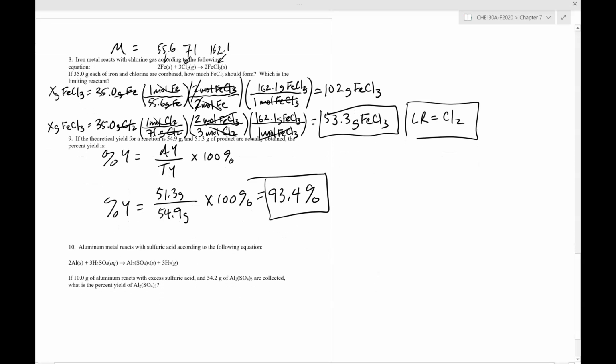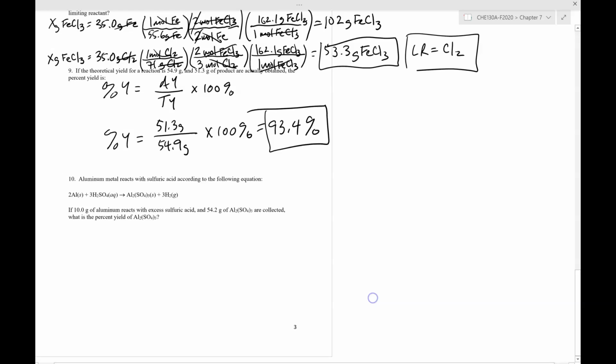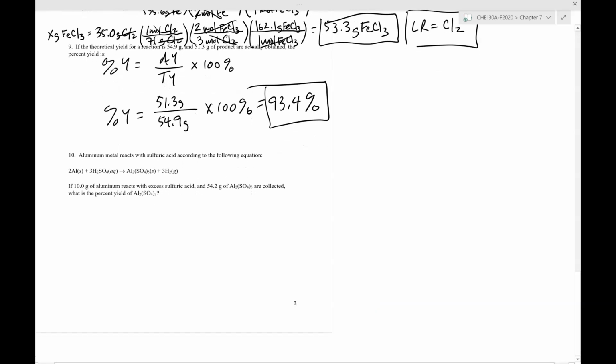All right, so next one, we're going to put that together with a stoichiometry problem. We've got aluminum reacting with sulfuric acid, making aluminum sulfate and hydrogen gas. And what we are given is an actual yield here of aluminum sulfate based on 10 grams of aluminum. We have excess sulfuric acid, so this tells us that Al is the limiting reactant. Right, so we don't have to worry about sulfuric acid. So we know the actual yield.